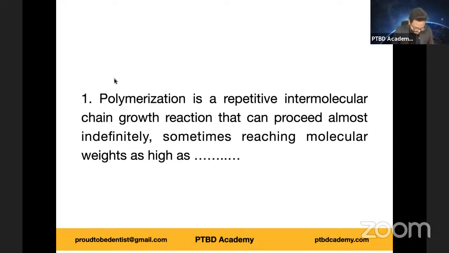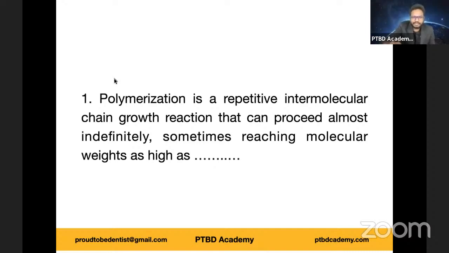Sharmila says 10 million. You're very close, just 5 times 10 million. That's fine. 50 million. I found this interesting, that's the reason why I'm sharing this. You need not memorize it by heart. Keep it aside. So polymerization is a repetitive intermolecular chain growth reaction that can proceed almost indefinitely, sometimes reaching molecular weights as high as 50 million. And as you know, molecular weights are measured in the unit Dalton.